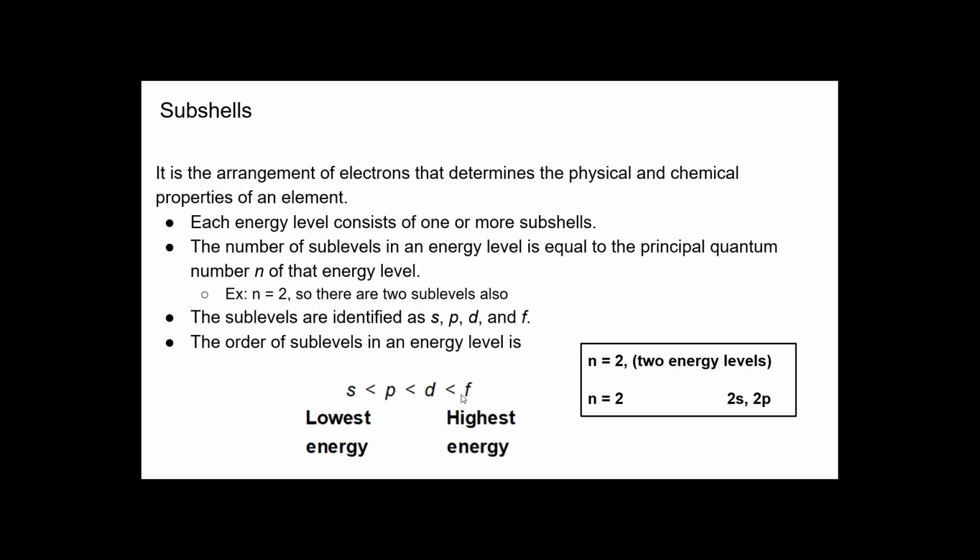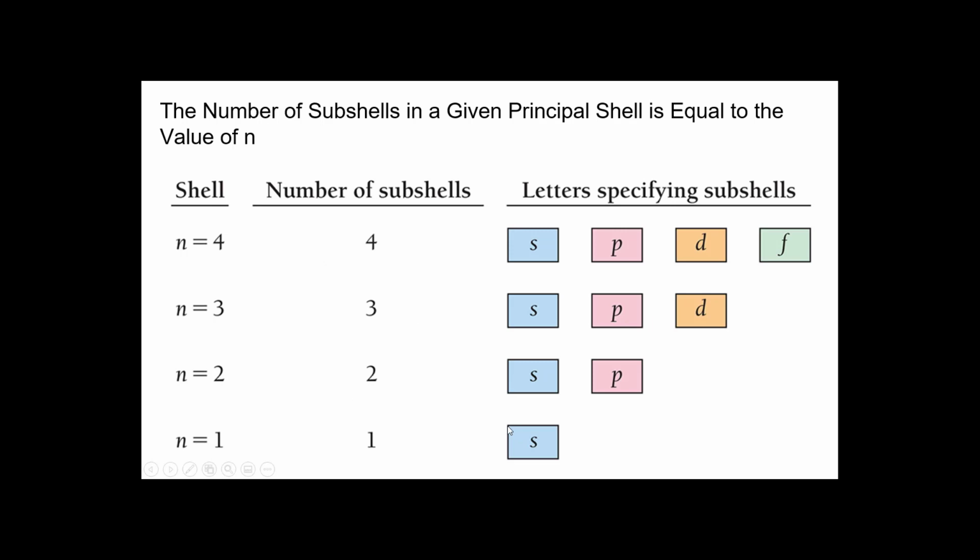The sublevels are identified as s, p, d, and f. Now here's the thing, that s, p, d, and f is for every level. So n equals 1 has 1 sublevel, the lowest, which starts with s. n equals 2 has 2 sublevels, so it's 2s and 2p. So it starts expanding out, but that's the order it is. n equals 3 has s, p, and d, and n equals 4 has s, p, d, f. So it starts expanding out the more the energy, from lowest energy to highest energy.